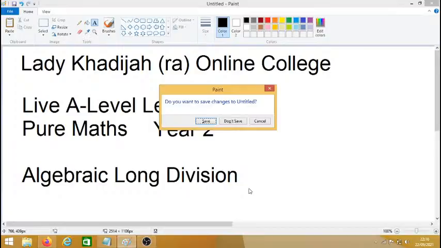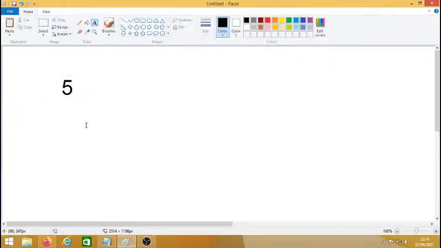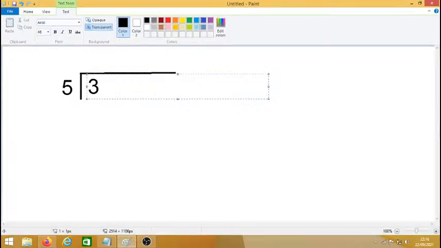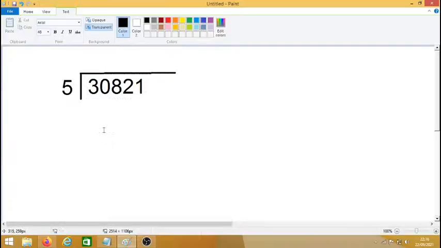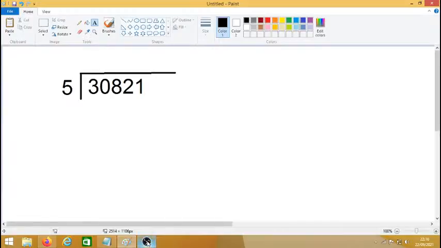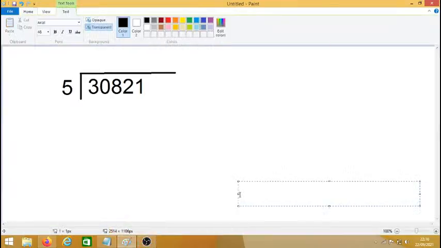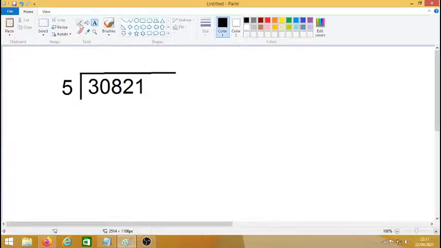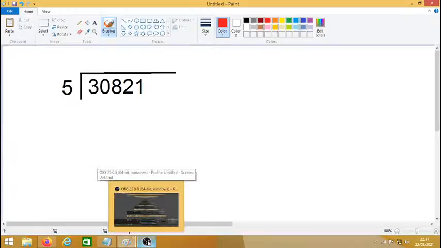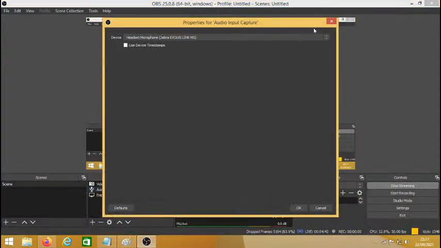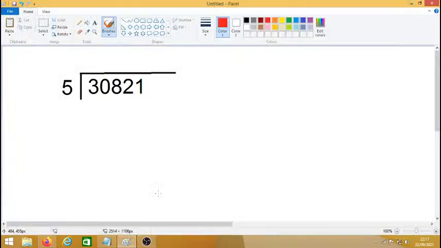Let's start off with just a simple division where we've got just numbers, just to see if you can comfortably do this. So let's say I'm taking 5 and I'm dividing that into 30821. If you can just have a go at that. And I'll just quickly check. Yeah, that's fine. Audio settings are fine.